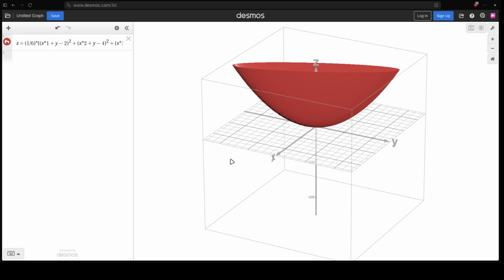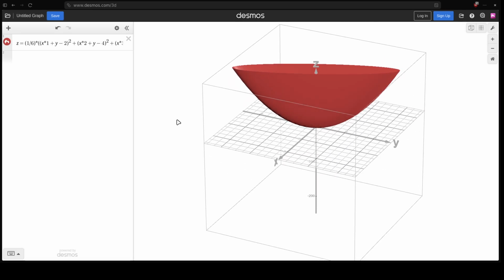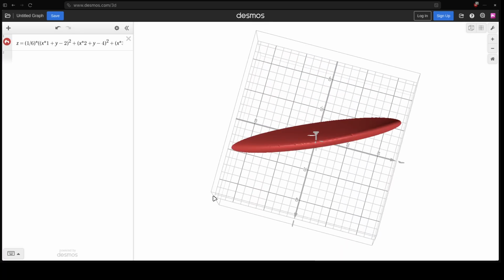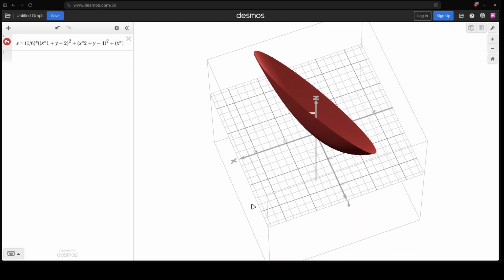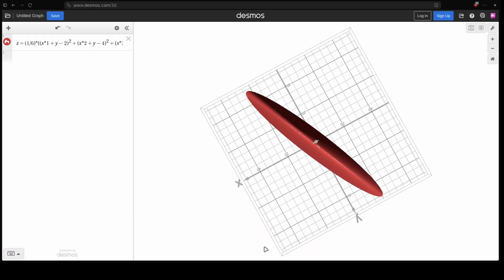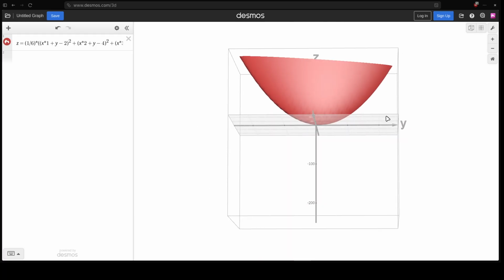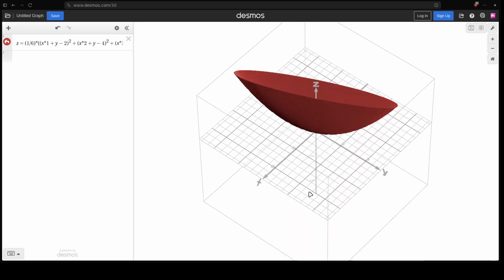So let's come back to Desmos because I wanted to show you all this. This is the graph of the cost function. The z-axis is the cost itself, while the x-axis and y-axis are the parameters w and b respectively. So here we can see that the shape looks sort of like a bowl or a cup.